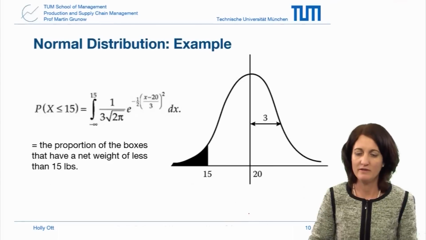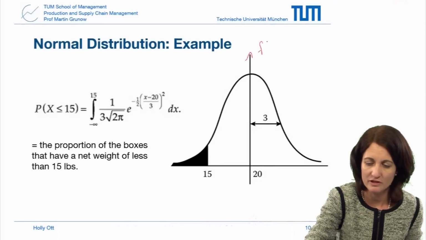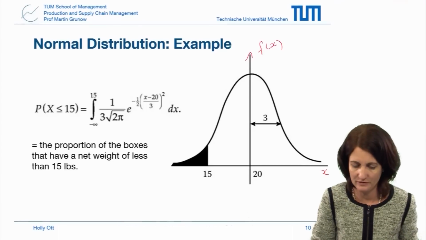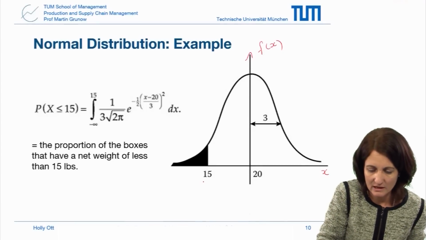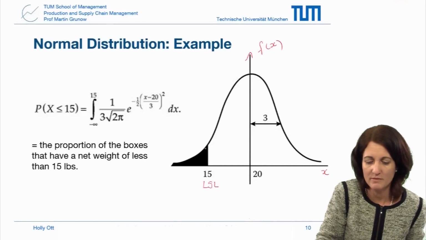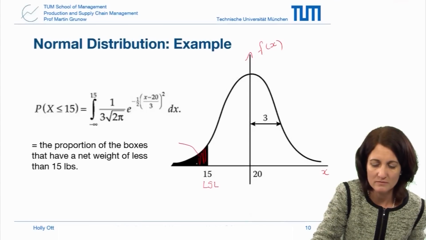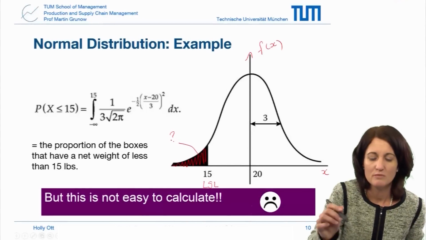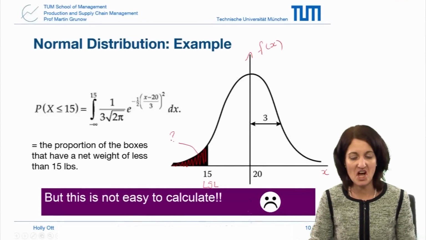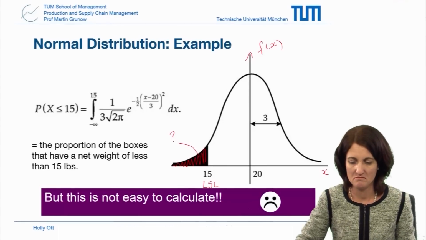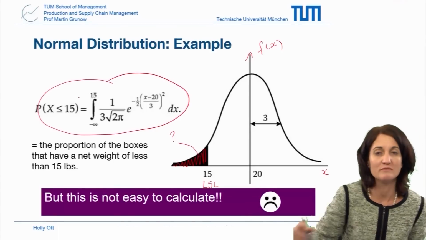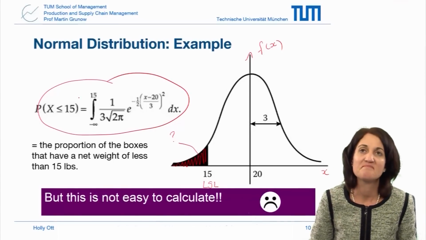So here's a picture of it. Here's our normal distribution function, f of x. Here's x, our nails. And here's our spec limit, the lower spec limit. We're interested in what proportion of our population is below the spec. But this is not easy to calculate. We have to perform this integral, this complicated function. What are we going to do?